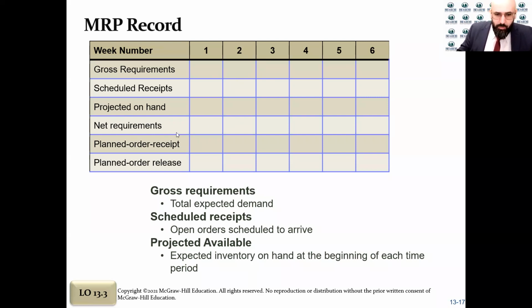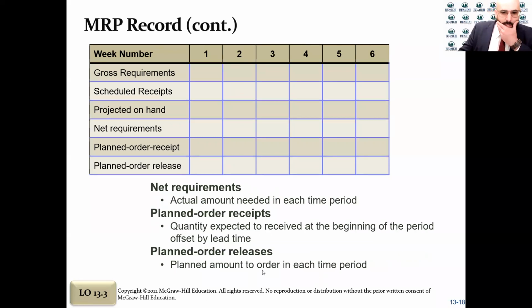Projected on hand or projected available. This is the expected inventory on hand at the beginning of each time period. Net requirement, that's the actual amount needed in each period. Planned order receipts, this is the quantity expected to be received at the beginning of the period, offset by the lead time. And planned order release, this is the planned amount to order in each time period.